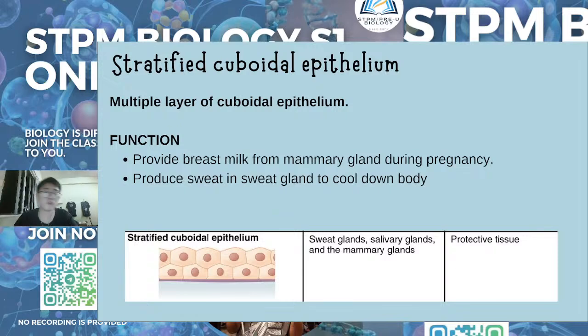Actually the structure is the same as the simple cuboidal, the difference is just that it has multiple layers. Normally the function is these two main functions: to provide breast milk in the mammary gland during pregnancy, and also to produce sweat in the sweat gland to cool down the body. So both of these glands contain this tissue, the mammary gland and the sweat gland. Not only that, the salivary gland also contains this tissue. The main function is to protect.